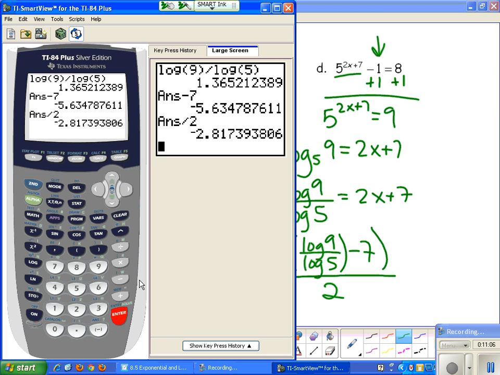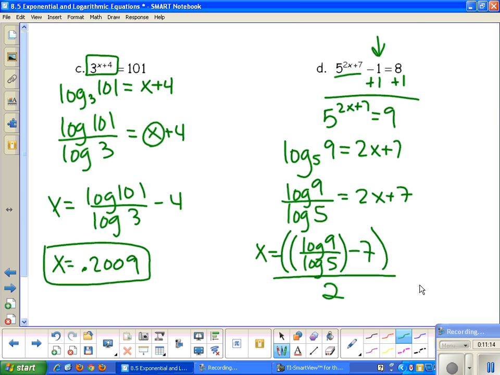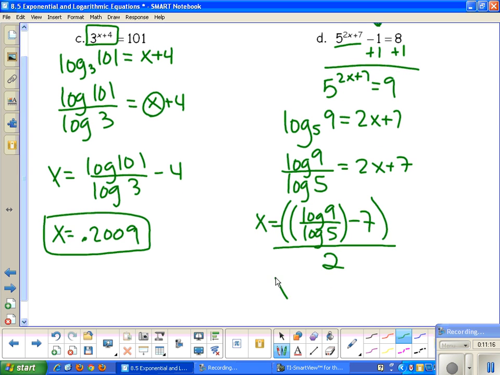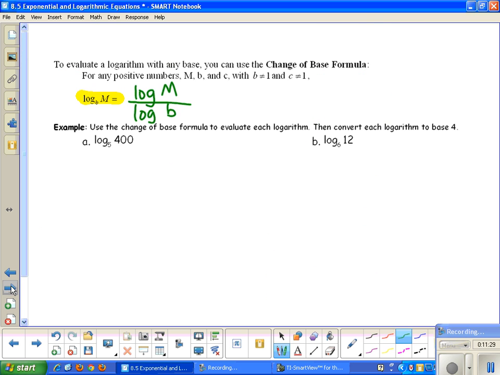And again, you can check your answer by doing 5 to the second answer, and then plus 7 minus 1, and you should get 8. So the solution, x would be equal to negative 2.8174. So that's solving exponential equations.